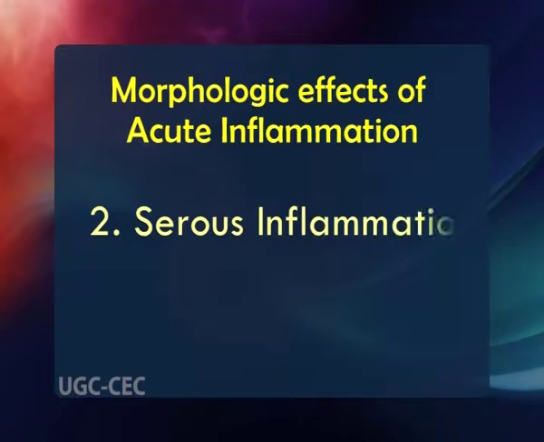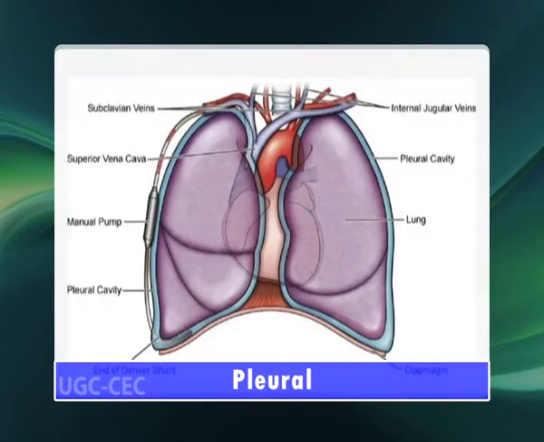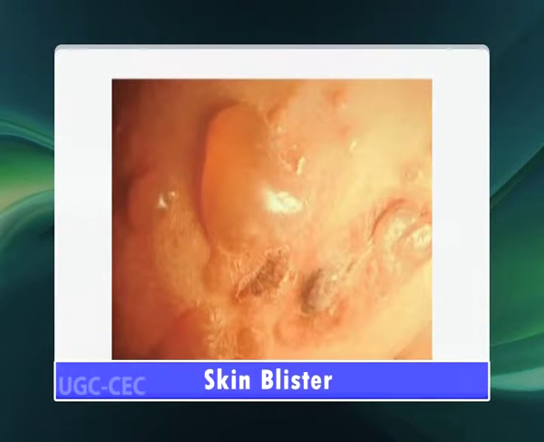Second is serous inflammation. It's characterized by the outpouring of a watery, relatively protein-poor fluid that, depending on the site of injury, derives either from the plasma or from the secretions of mesothelial cells lining the peritoneal, pleural and pericardial cavities. The skin blister resulting from a burn or viral infection is a good example of the accumulation of a serous effusion either within or immediately beneath the epidermis of the skin. Fluid in a serous cavity is called an effusion.